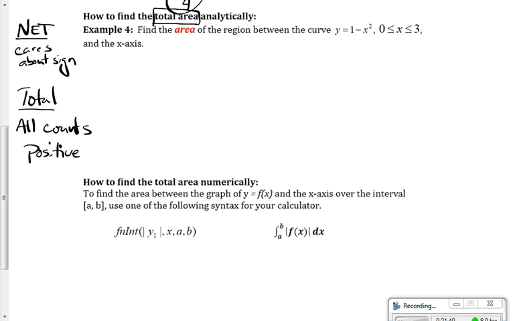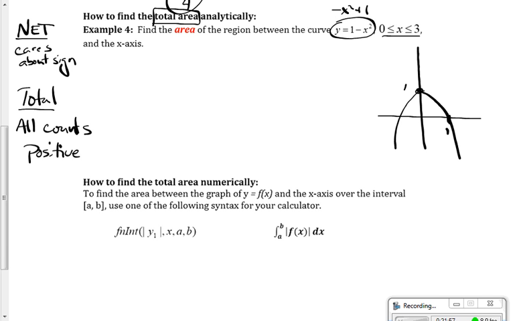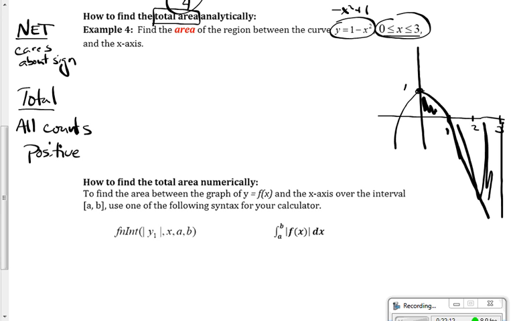So let's draw a picture of y equals 1 minus x squared on the interval from 0 to 3. We know that 1 minus x squared is an upside down parabola, right? It's like negative x squared plus 1. It's an upside down parabola moved up 1 unit, and it looks like this, right? It crosses at 1, here's 2, here's 3. And when you draw that picture, I hope you see that if you're integrating from 0 to 3, you're going to have some area above and some area below. Okay? Now, if you were to do the integral from 0 to 3 of 1 minus x squared dx, what would you be getting?